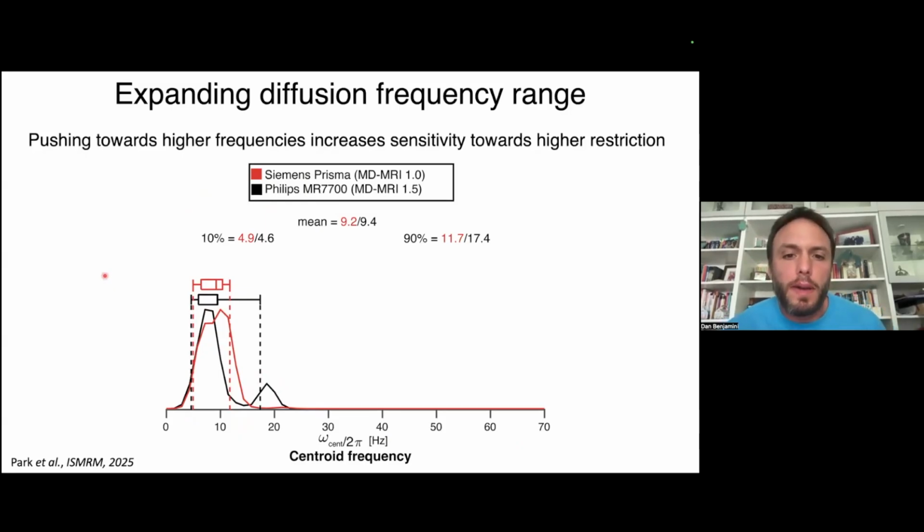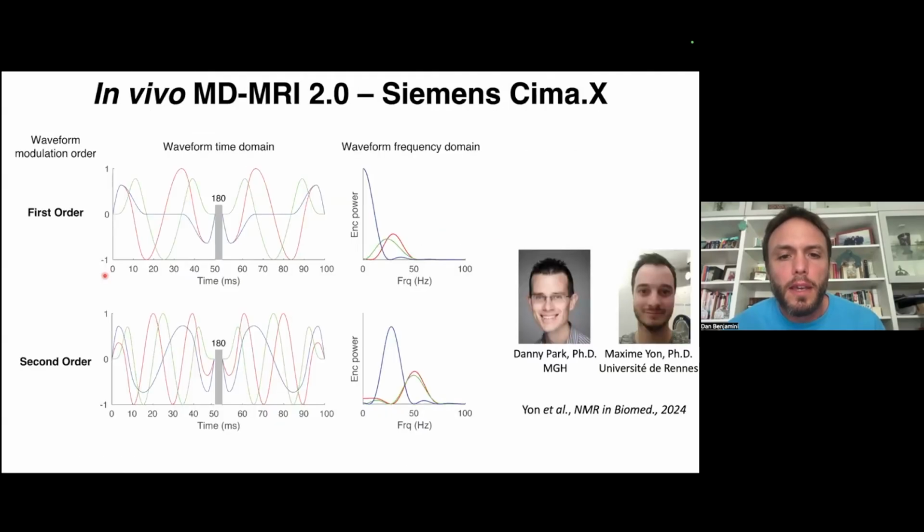I'm going to talk about SEMA-X implementation, but everything that we're doing on SEMA-X is also underway on the Connectome 2.0. And so for this project, we had Danny Park here at MGH, basically reprogramming the sequence from scratch, along with Maxime from University of Rennes, whose preclinical Bruker scanner sequence implementation we took and implemented on a clinical scanner here, the SEMA-X.